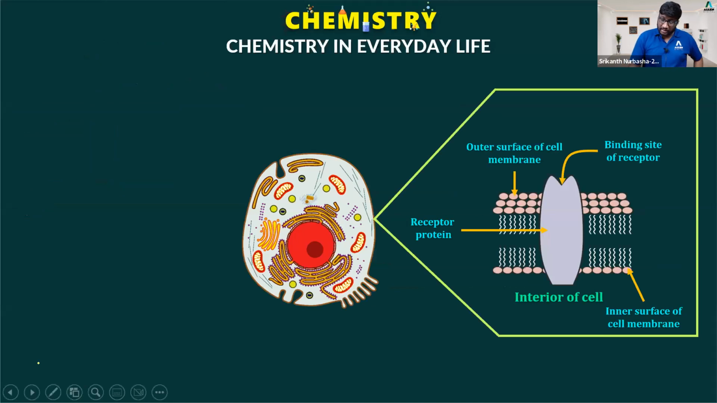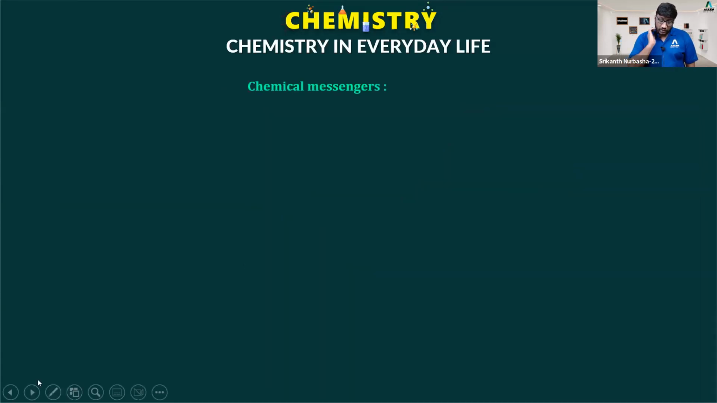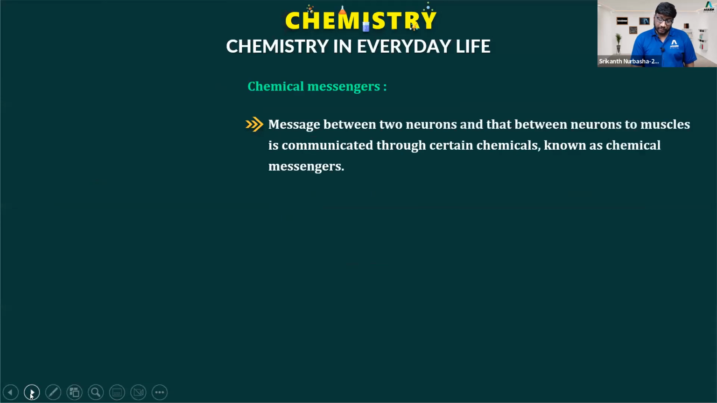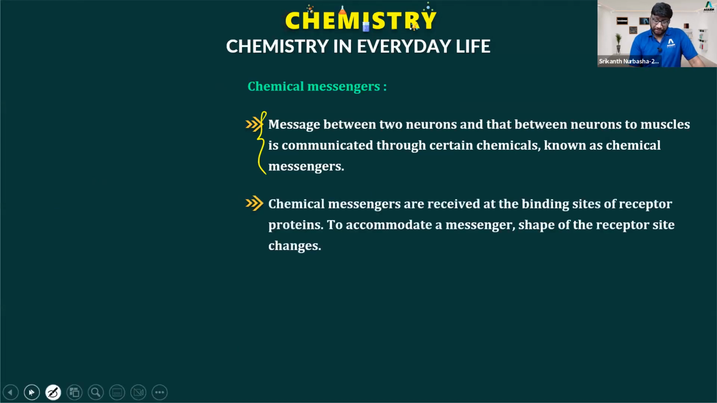So this is your receptor protein. This is the outer surface of the cell membrane, interior of the cell and inner surface of the cell membrane. This is some active site or binding site of the receptor. So chemical messengers, what are chemical messengers? Message between two neurons and that between neurons to muscles is communicated through certain chemicals known as chemical messengers. Chemical messengers are received at the binding site of receptor proteins. To accommodate a messenger, the shape of the receptor should change. Obviously, that should happen. The same points, whatever I have explained.